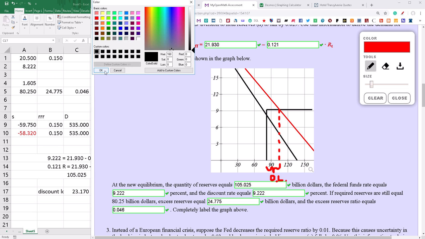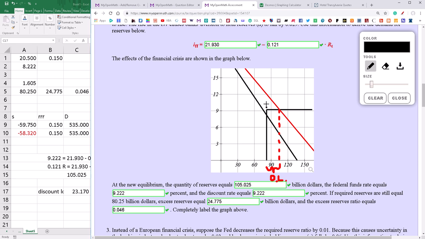If it doesn't make those discount loans, the interest rate would have risen up to here. The federal funds rate would have risen up to here if it doesn't make those discount loans. Right around 12. Okay. Because the Fed makes those discount loans of $23.170 billion, the federal funds rate does not rise up to the demand curve. Right? It makes this discount loan, so it'll keep the federal funds rate at 9.222. Okay.